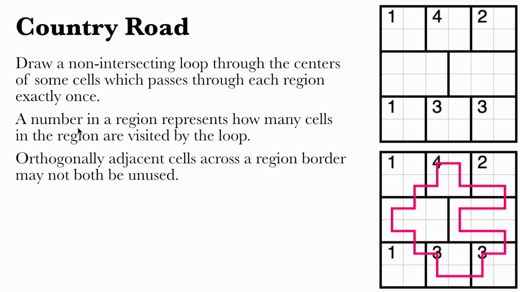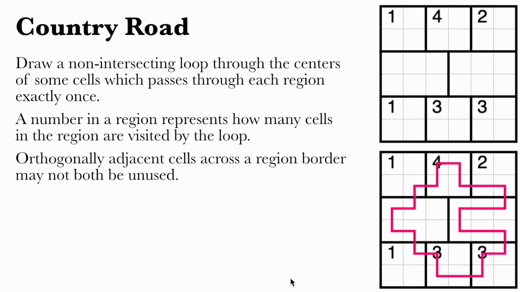A number in a region represents how many cells in the region are visited by the loop. So this 4 tells us we're visiting all 4 of these cells. The 2 says 2 of these 4 cells are visited. If a region has no number, it's giving us no information. And the mentioned cells have to be visited all in one pass because the loop only passes through each region one time.